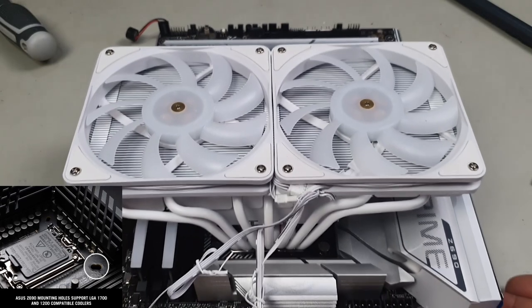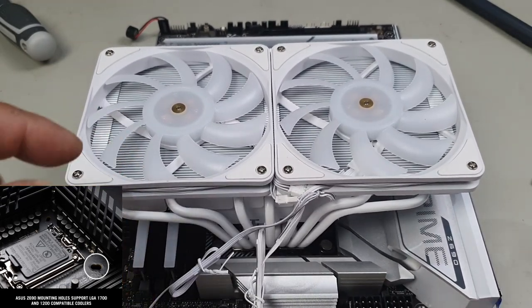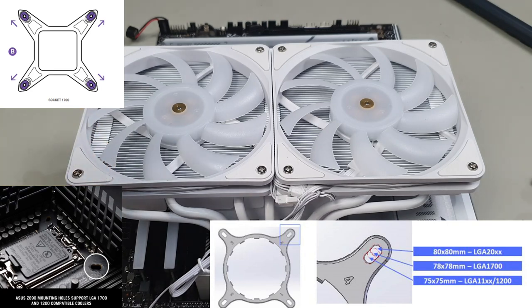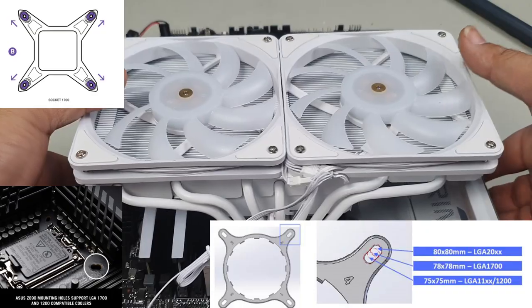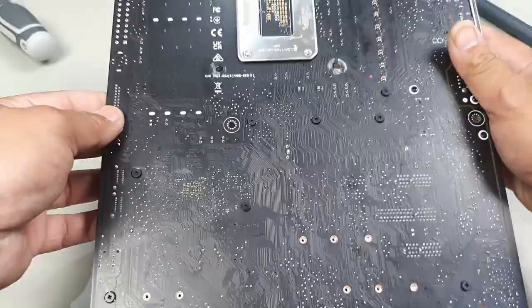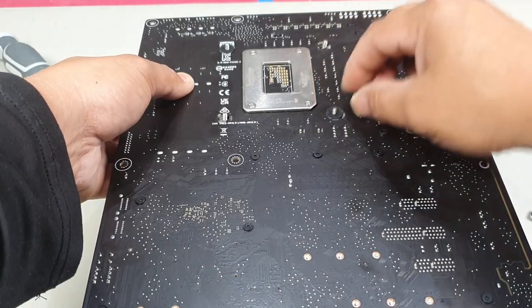We want them in the furthest holes because the Asus motherboards have a figure 8 shape, so that you've got 1200 mounting holes and 1700 mounting holes. We'll flip this over now that we have the bolts through. We'll flip it around and we'll adjust our bolts out so that they line up. We line up our bolt holes, right?